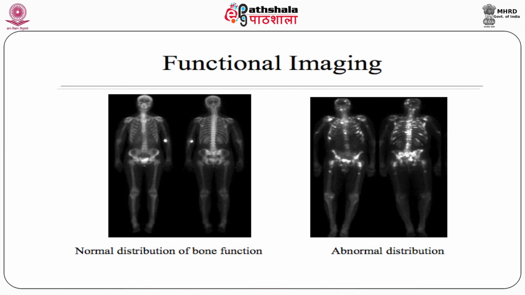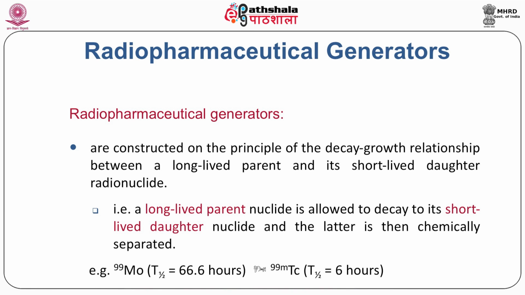In this particular image, you can appreciate how the normal distribution in the bones takes place and how the abnormal takes place. You can see different kinds of hotspots coming up. In this way, you can find out. If you take the same picture with MRI or CT, you may not be able to find out the function. You can see the structure, but you cannot find out the disease location, which is where nuclear medicine helps.